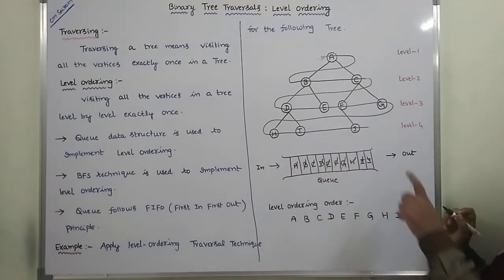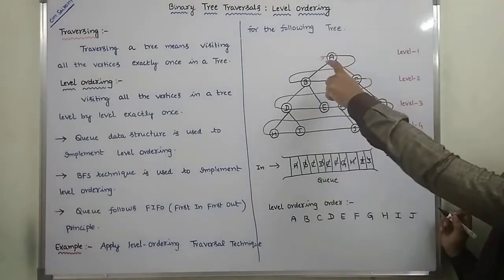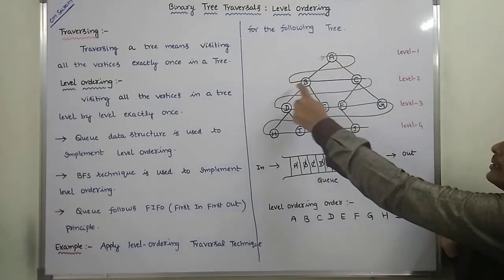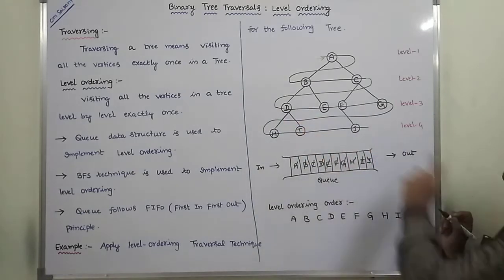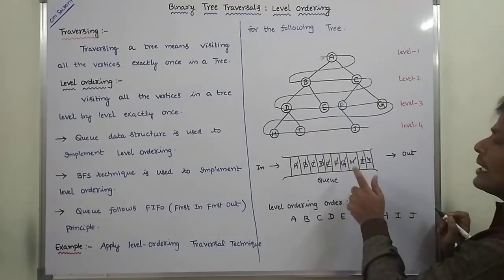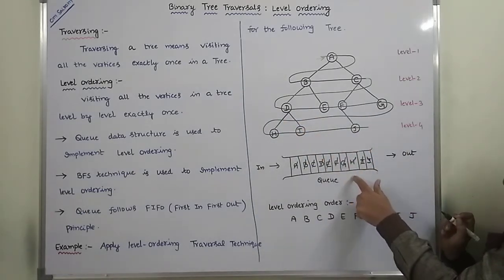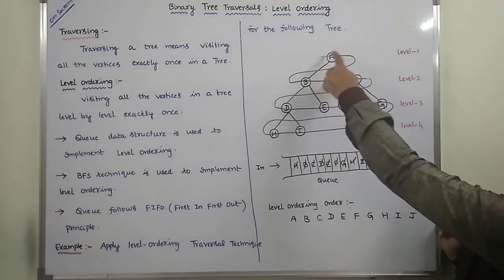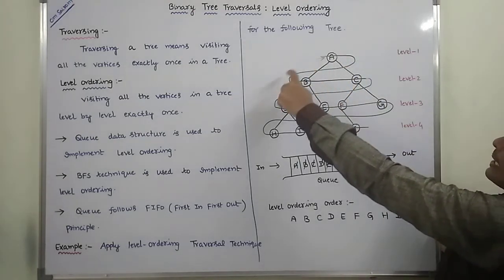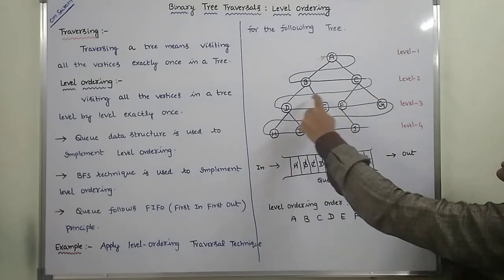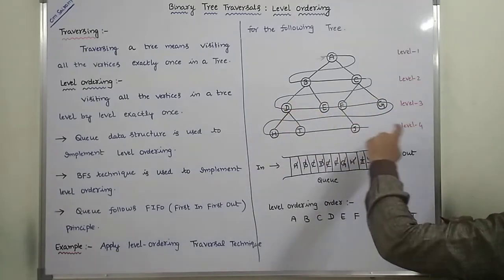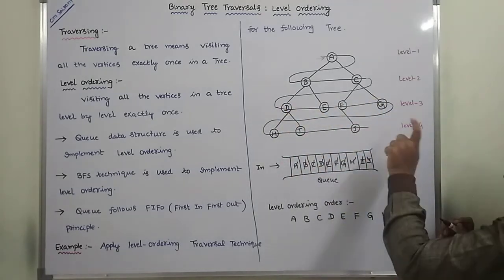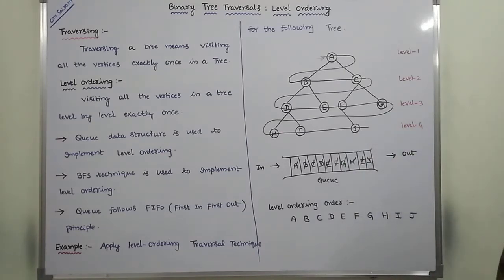So level by level ordering means, this line gives the level by level ordering. This implementation uses the Q data structure to implement the level ordering tree traversal technique. In the simple way, we have to write the line in this way, showing how the vertices in a particular level are visited. It shows the level by level ordering.